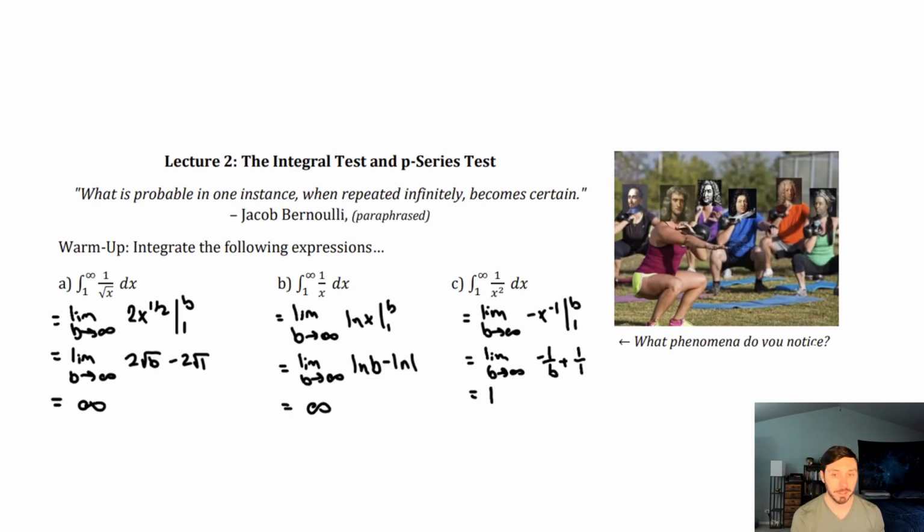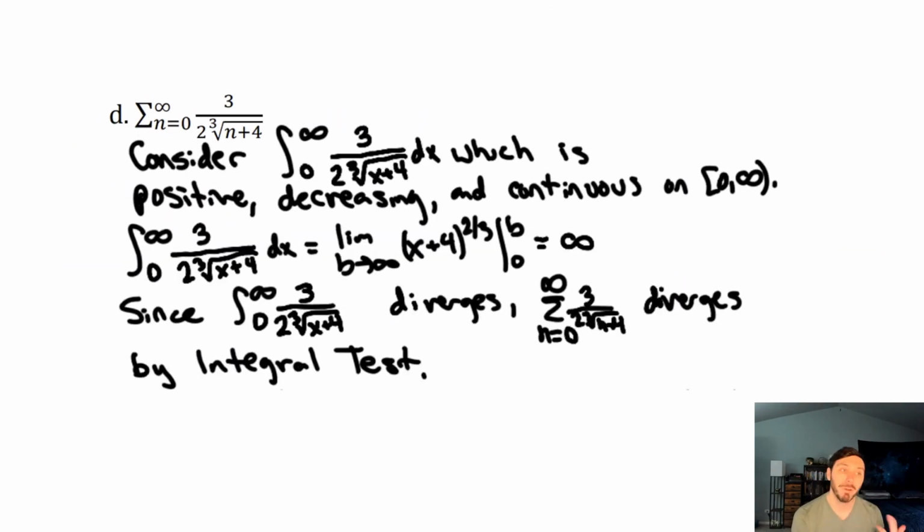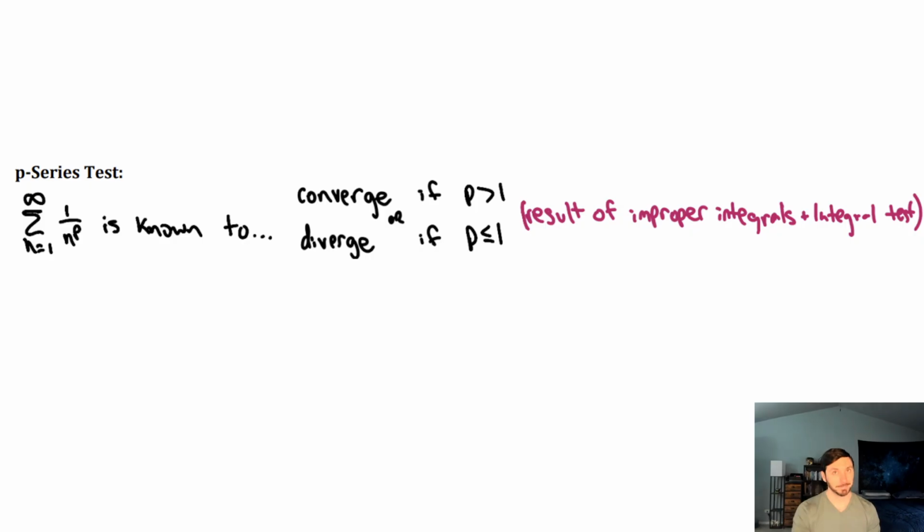When we did this, what phenomenon do you notice? It is really all in relation to the power. You can see here that if the power down in the denominator is larger than 1, it will converge, and if it's less than 1 down in the denominator, it will diverge. Well, that's what the P-series test is. If I have a series 1 over n to the pth power, it's known to converge if p is greater than 1. It's known to diverge if p is less than or equal to 1.